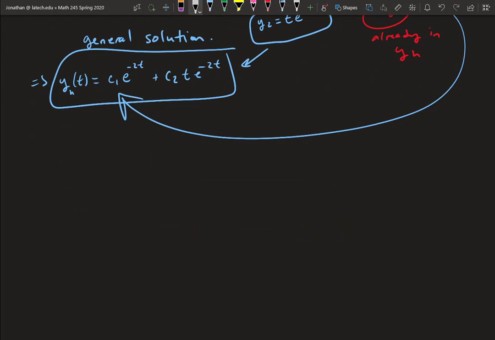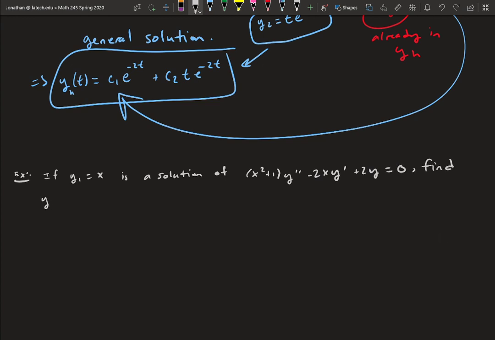So, example: if y1 equals x is a solution of (x squared plus 1) y double prime minus 2x y prime plus 2y equals 0, find y2 and the general solution.